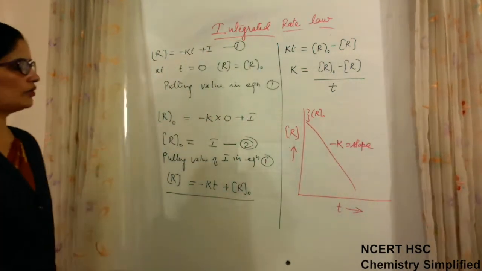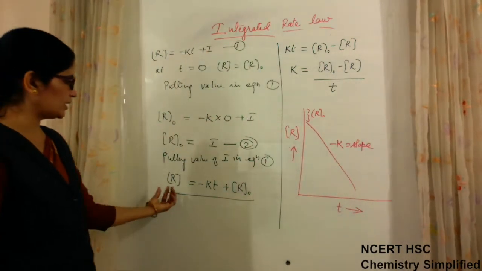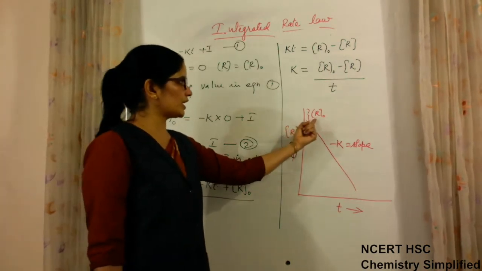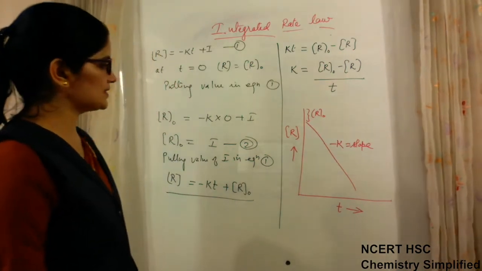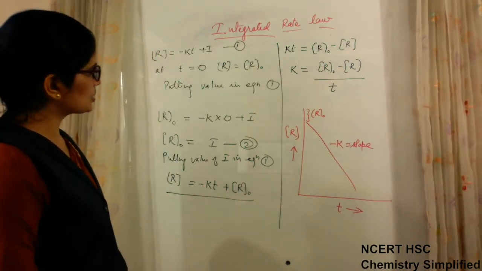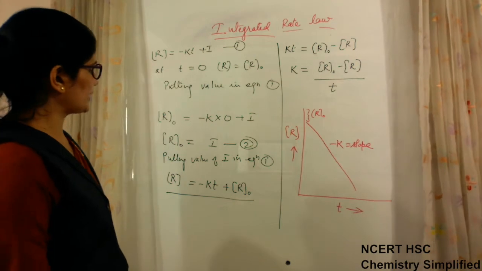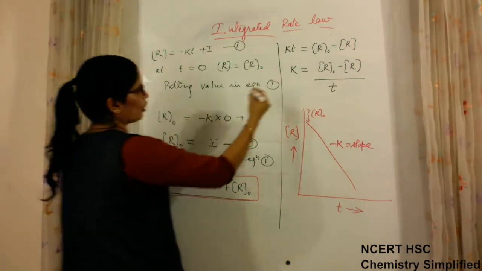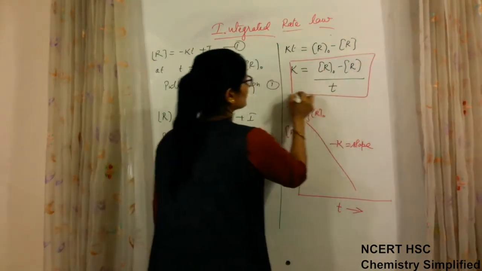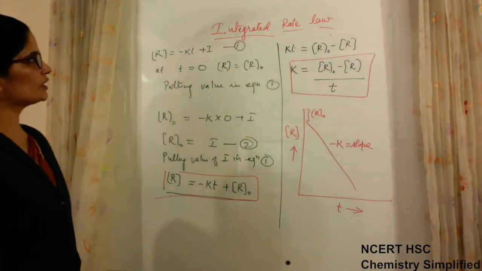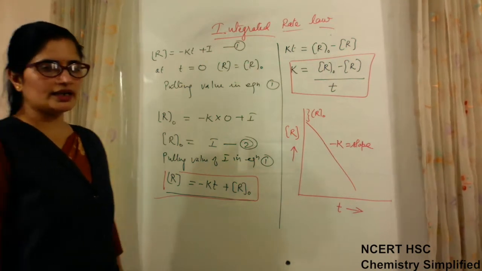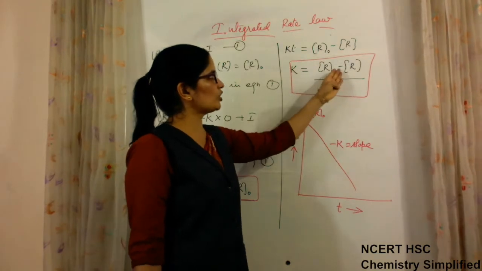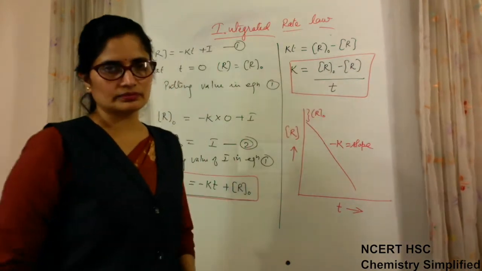The slope will give the value of this. So this is the graph obtained between R and T, and we get the two values, R0 and slope minus K of this reaction. So this is for zero order reaction. The formula which will be used will be either this or this for a zero order reaction. So the integrated rate law for zero order reaction is K is equal to (R0 minus R) upon T.